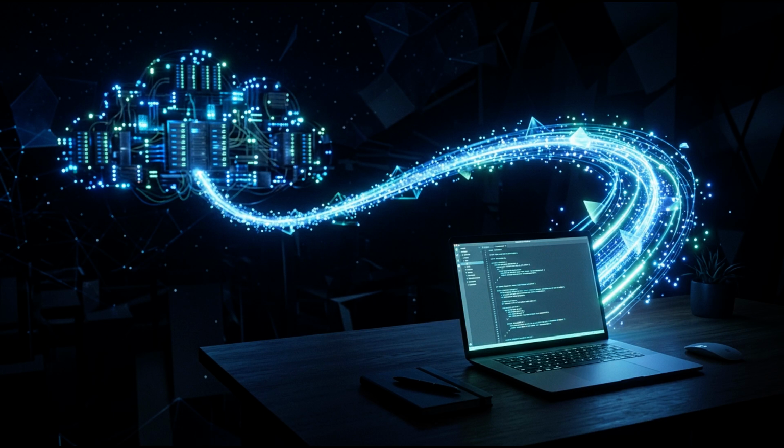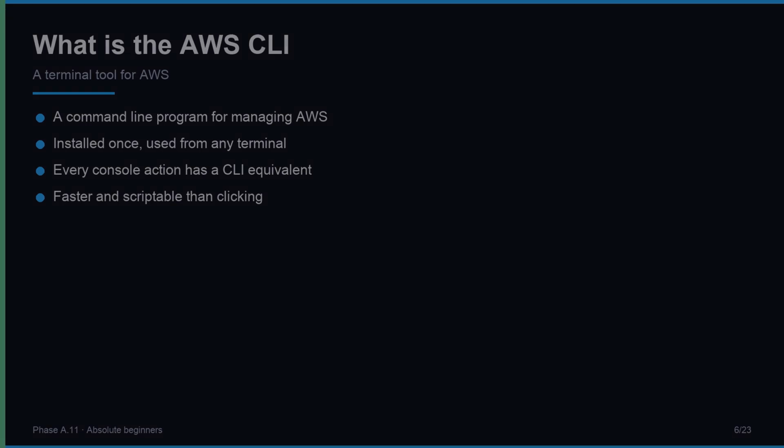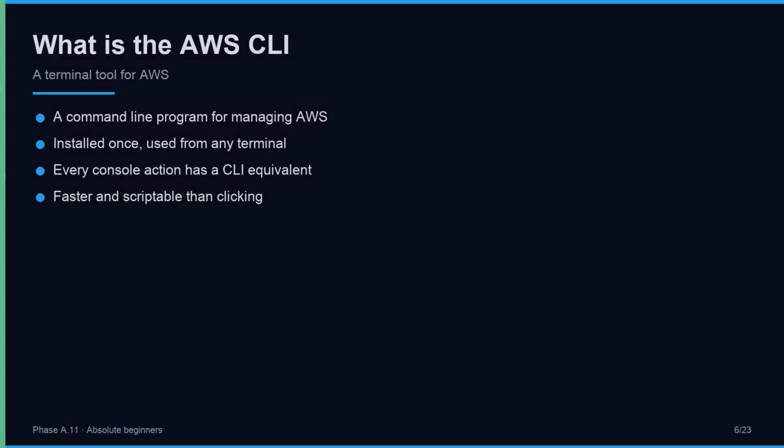Your laptop and your AWS account are 2 separate worlds. Today we build the bridge between them. The bridge between worlds. The AWS CLI is a command line program that lets you manage your AWS account from a terminal. You install it once, and then you can type commands like aws lambda list-functions or aws s3 ls from any terminal window. Every action you can do by clicking in the web console has an equivalent command.